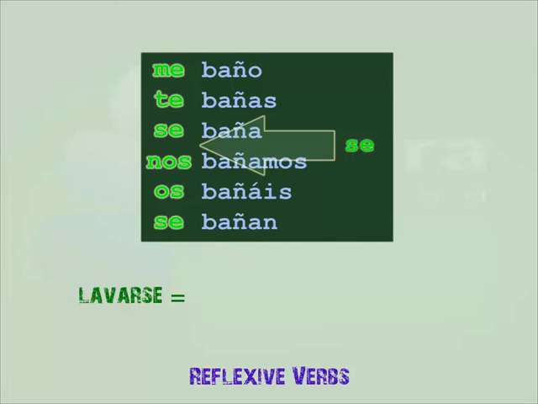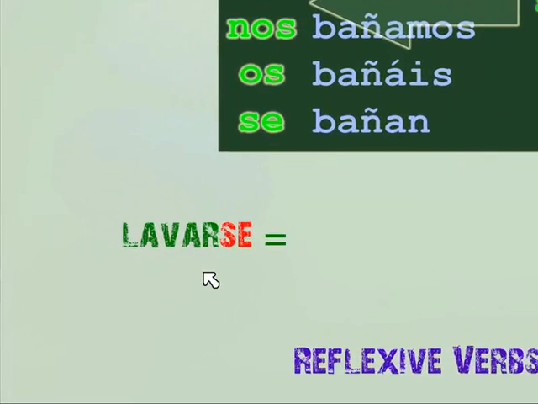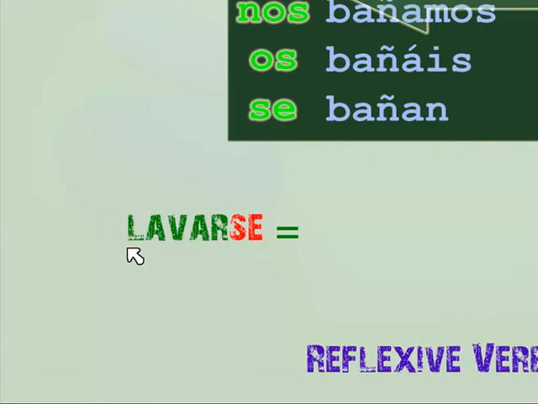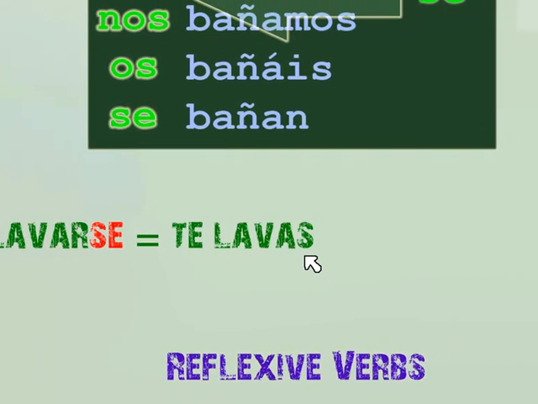Lavarse, to wash oneself. We're going to conjugate this in the second person singular or tú form. First, find the pronoun. Now move it away. Conjugate the verb. Change the pronoun and put it in front of the verb. Te lavas. Muy bien.